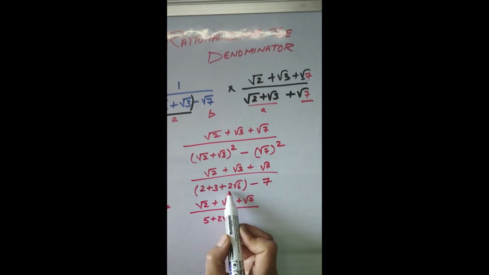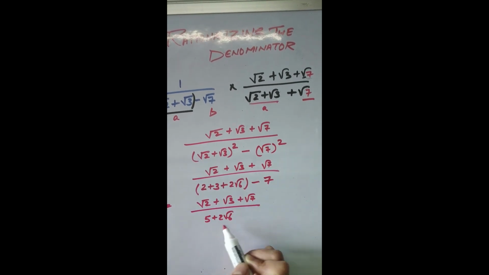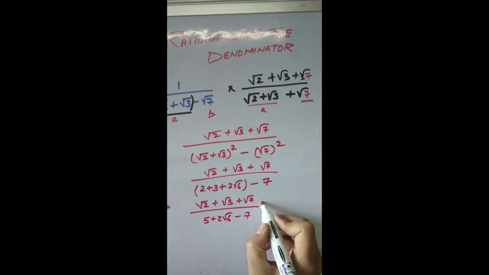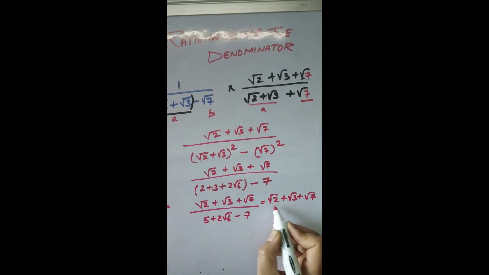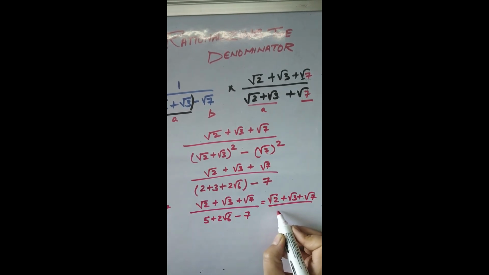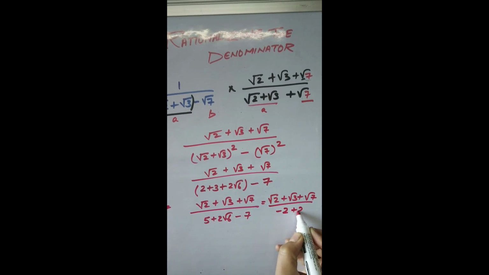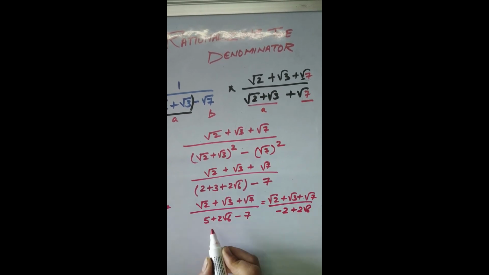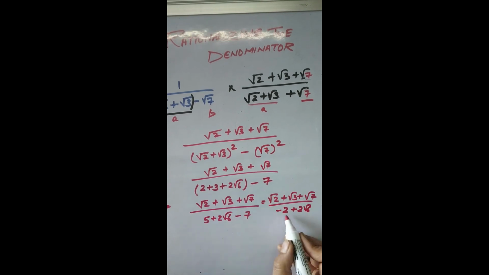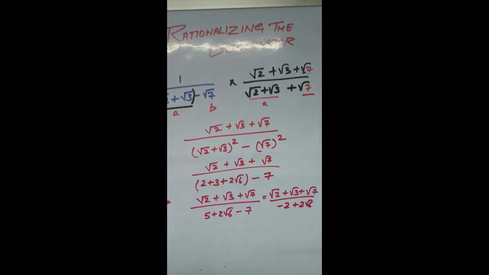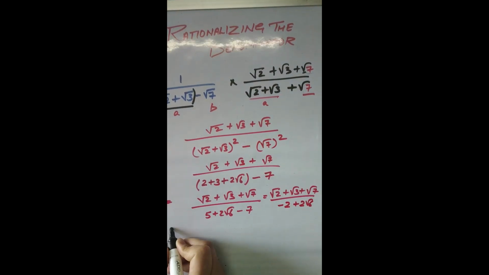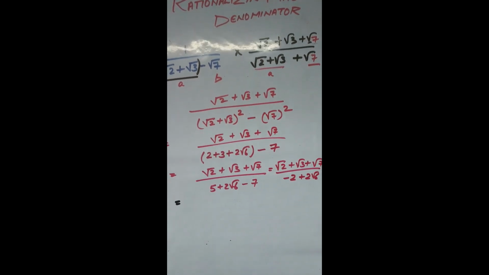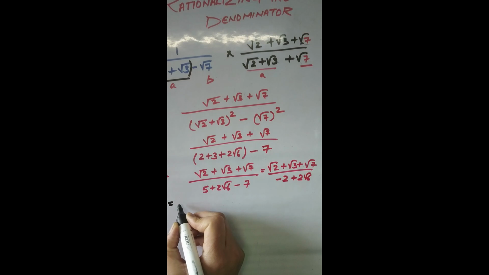Point to be noted, please, you cannot add it. This is 3 plus 2 plus 2 root 6. So it will stay as 5 plus 2 root 6 minus 7, which is root 2 plus root 3 plus root 7 over, this is gonna be minus 2 plus 2 root 6. So we did this procedure but we didn't reach the conclusion because right now our denominator is not rational. So where did we reach?